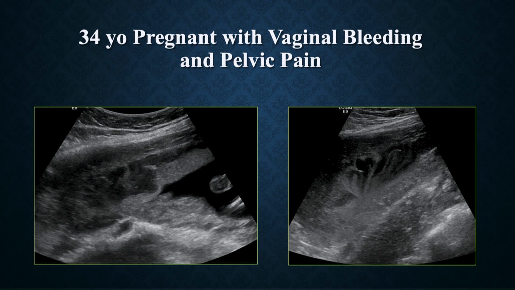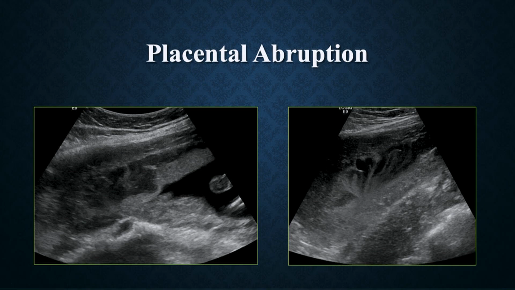And here's just another example of a patient that presents with vaginal bleeding and pelvic pain. With this history of pain and bleeding, we certainly want to look around the placenta for evidence of bleeding. Here we see this large hematoma. Here's a different case with this extremely large hematoma separating the placenta from the rest of the uterus. So these are examples of placental abruption. Again, you just need to do a survey of the uterus to be able to pick up these collections.